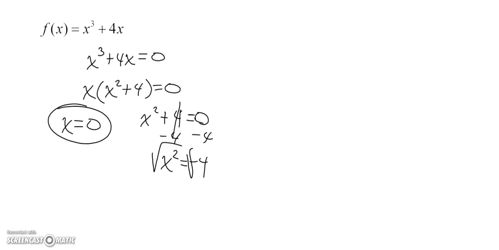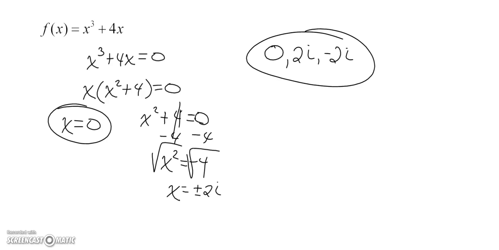When you square root both sides, we should know the square root of negative 4 is plus or minus 2i. Square root of 4 is 2, and the square root of negative 1 is i, and then it's plus or minus anytime you take the square root of both sides. So this answer has 3 zeros. 0, 2i, and negative 2i are the 3 zeros to this problem.